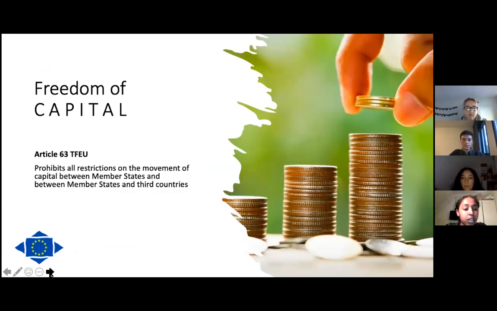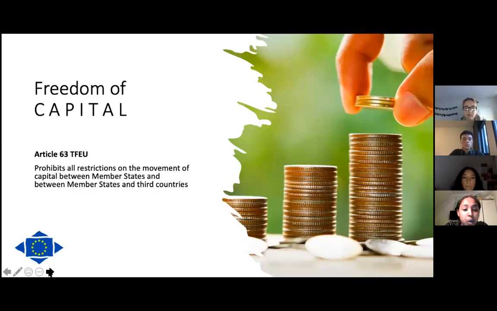So I'll be discussing the freedom of capital. Article 36 TFEU prohibits all restrictions on the movement of capital between member states and between member states and third countries. This means that an individual investor or a financial institution from one member state is free to grant loans in another member state, to invest in real estate, or to buy securities such as bonds and shares.